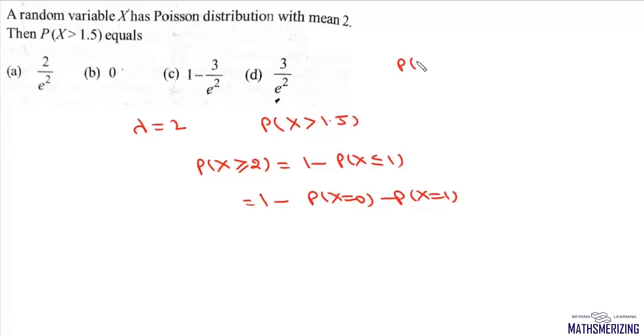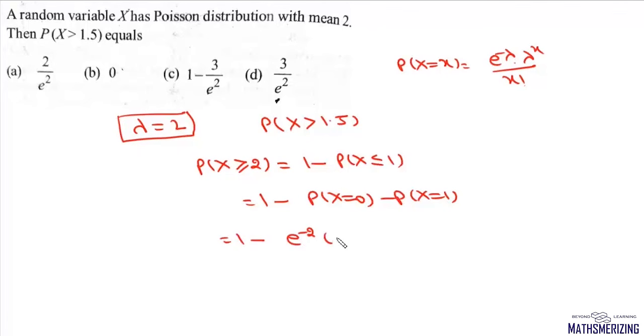Now we know that in Poisson's distribution, P(X equals x) is e to the power minus lambda, lambda to the power x upon factorial x, where lambda is the average. Now average in this case, or mean, is given as 2. So it will be 1 minus e to the power minus 2, 2 to the power 0 upon factorial 0, minus e to the power minus 2, 2 to the power 1 upon factorial 1. So it will be 1 minus 3 upon e square, and that's your option C.